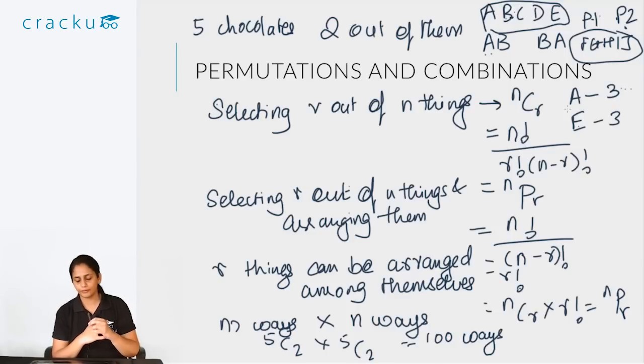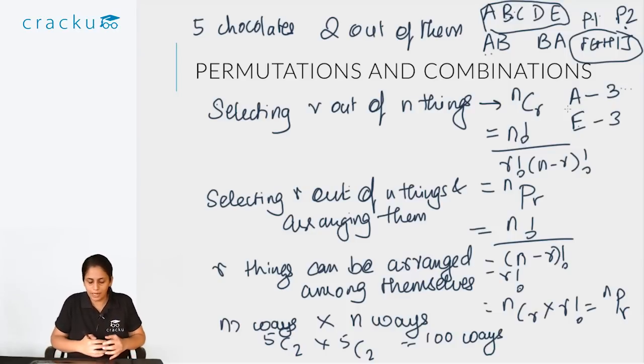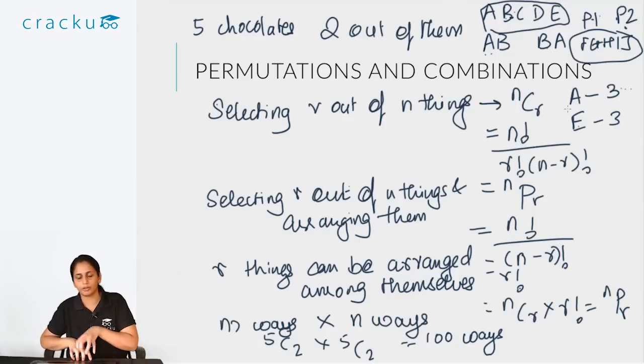So if I write down that first I have to do this and then I have to do this, and the result of A doesn't affect the result of B, then I have to multiply the number of ways of A into the number of ways of B.